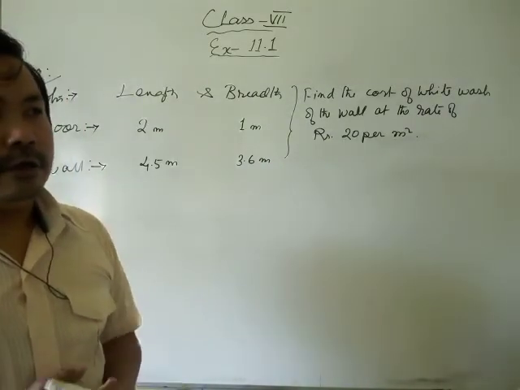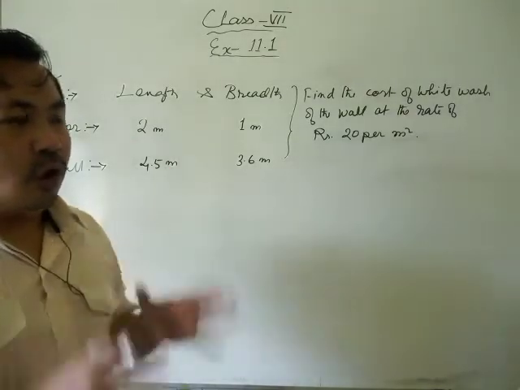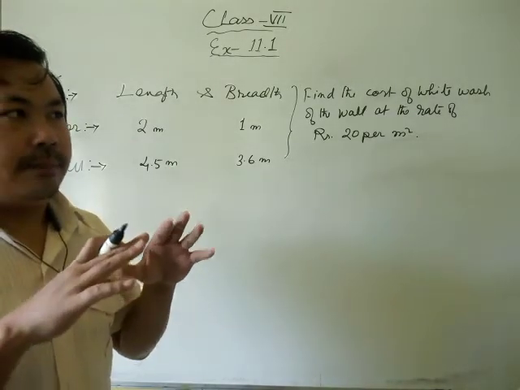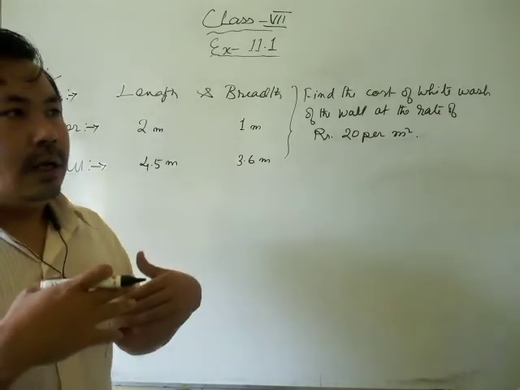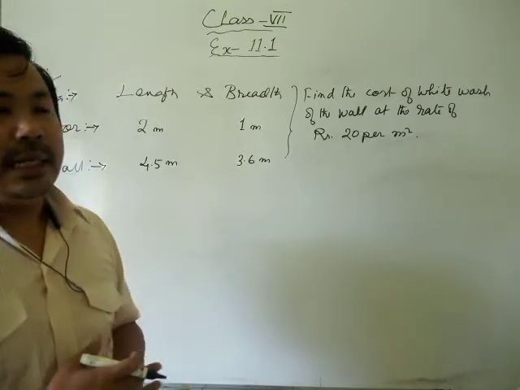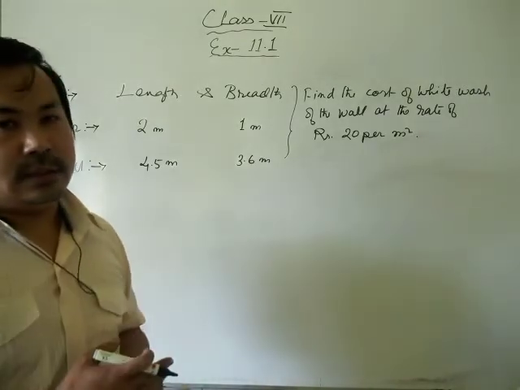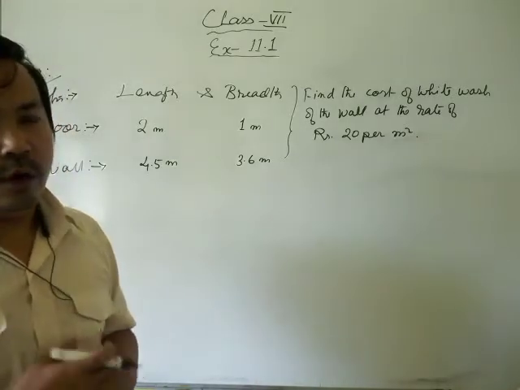But first of all, what we have to keep in mind is that there is a door. So we have to subtract the area of the door. We have to exclude it. We have to minus the area of the door first, because the door is not going to be whitewashed. We don't whitewash the door, isn't it?